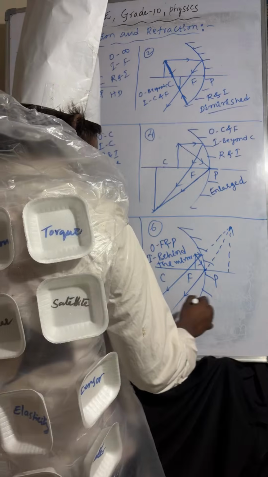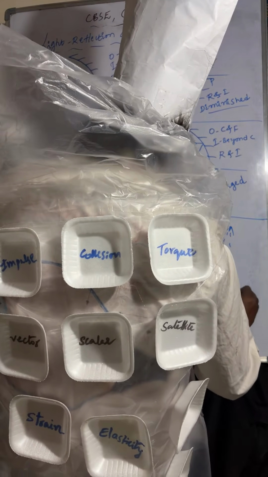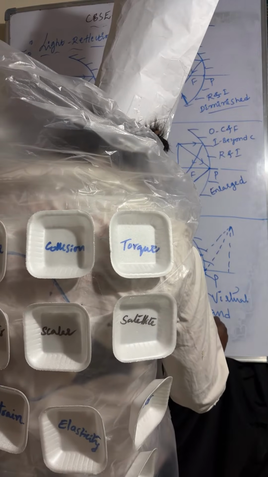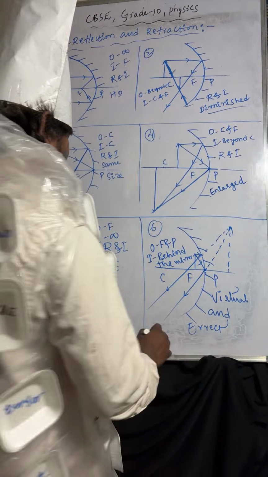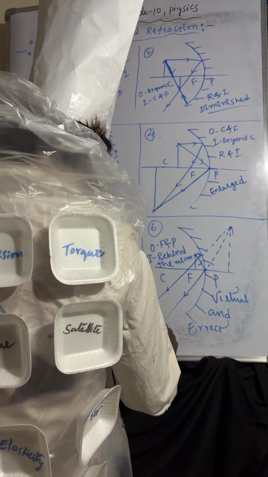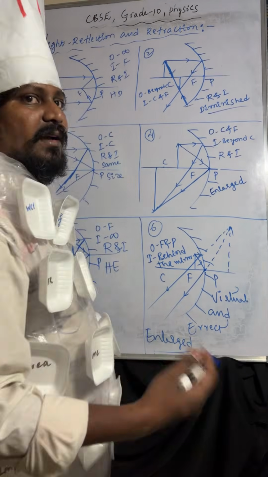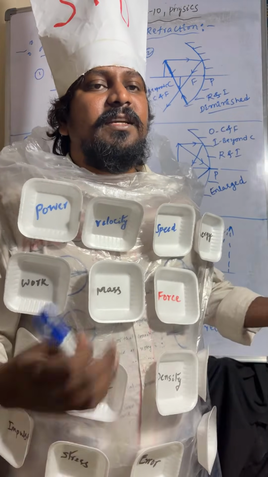Nature of the image is virtual and erect. Okay, virtual and erect. Size of the image is enlarged. So compared to the object, image size is increased. Okay, size of the image is enlarged. Understood? So these are image formations.